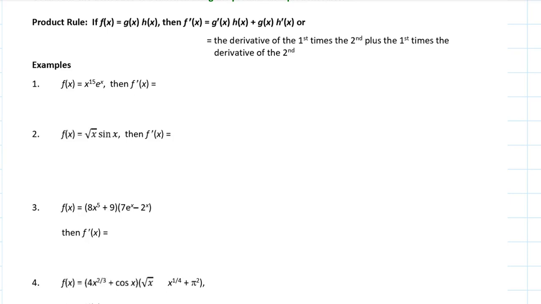Here we go. First example, f of x equals x to the 15th times e to the x. These are two different functions. The words say the derivative of the first. So I'm going to take the derivative of x to the 15th. So this is my first, okay? So I'm going to call this first. And this guy second. Here we go, derivative of the first. That's 15x to the 14th power times the second, e to the x, plus the first, x to the 15th, times the derivative of the second, but the derivative of e to the x is e to the x. Done.